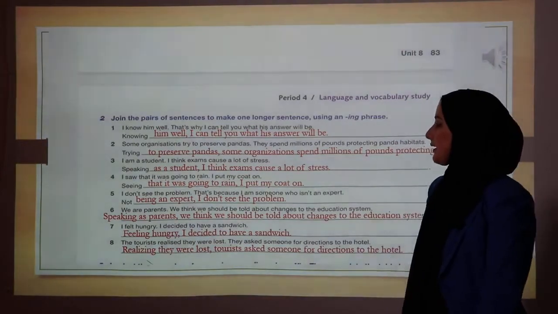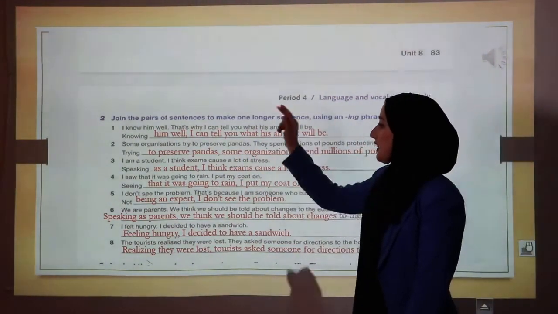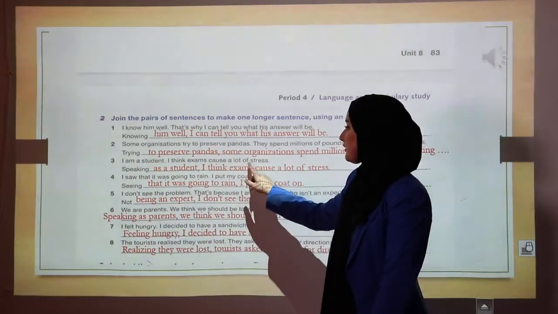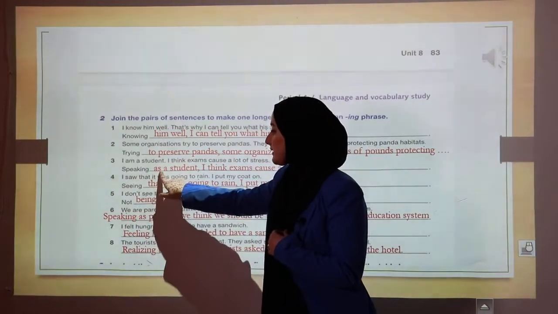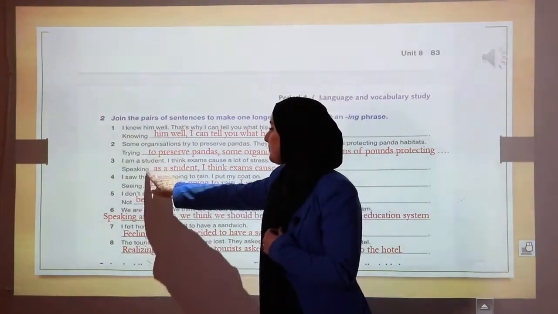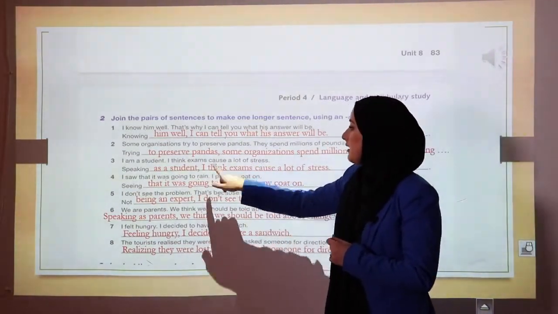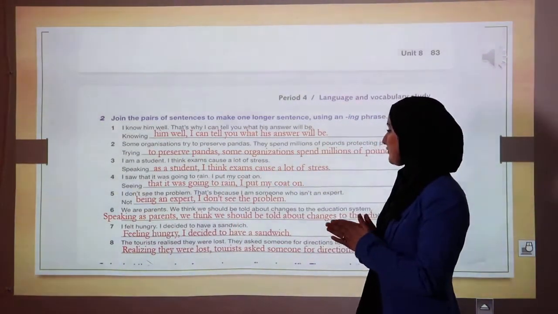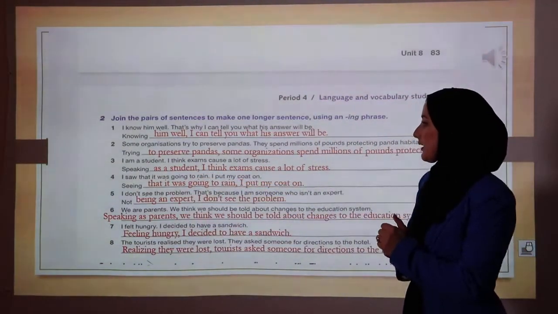Number 3, I am a student. So here we have an opinion. I think exams cause a lot of stress. We have to start with speaking as. This is the 3rd type. Speaking as a student, the speaker. The opinion, I think exams cause a lot of stress, and put a comma between the 2 clauses.